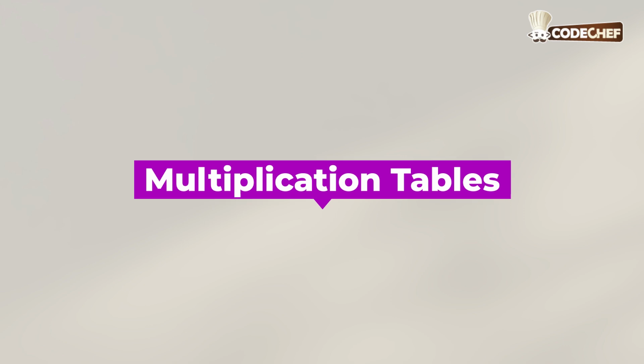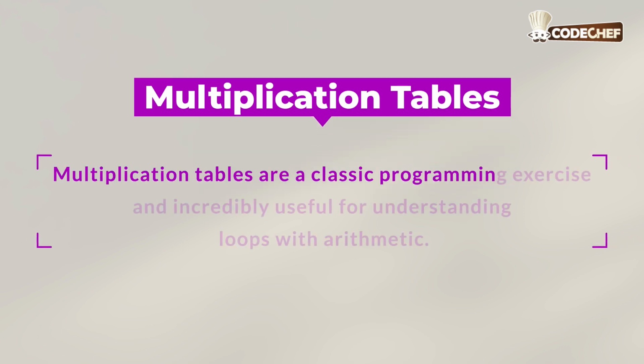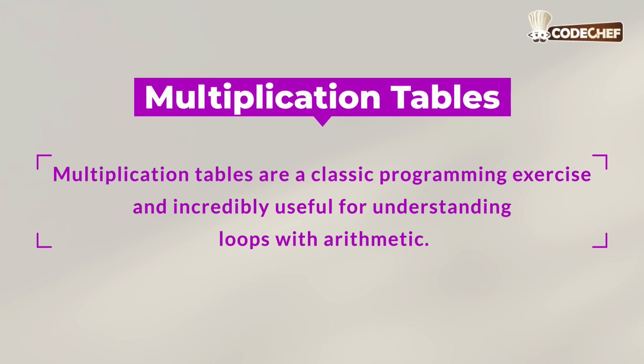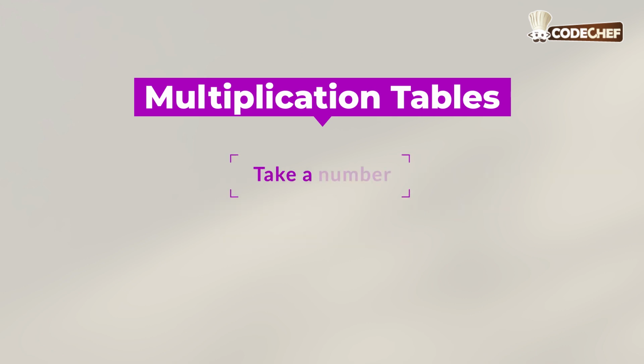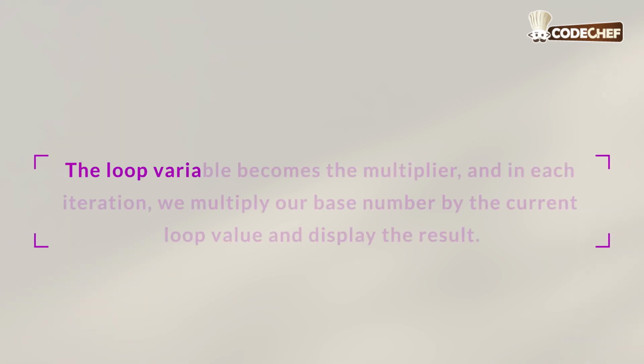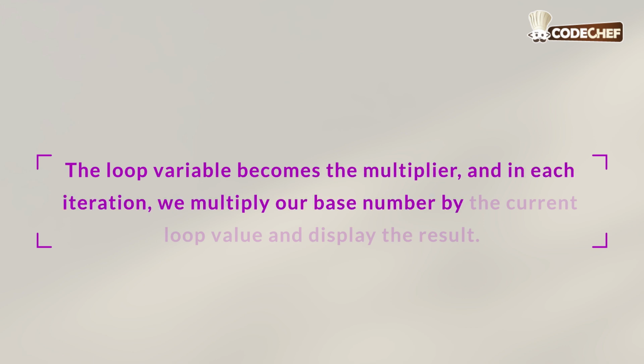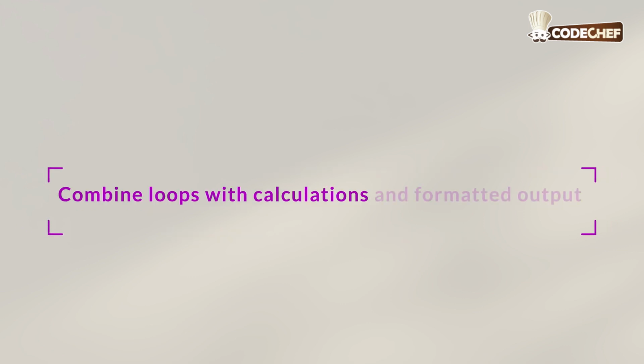Multiplication tables. These are a classic programming exercise and incredibly useful for understanding loops with arithmetic. The concept is simple. Take a number, multiply it by 1, then by 2, then by 3, and so on up to 10 or whatever limit you choose. The loop variable becomes a multiplier, and in each iteration we multiply our base number by the current loop value and display the result.